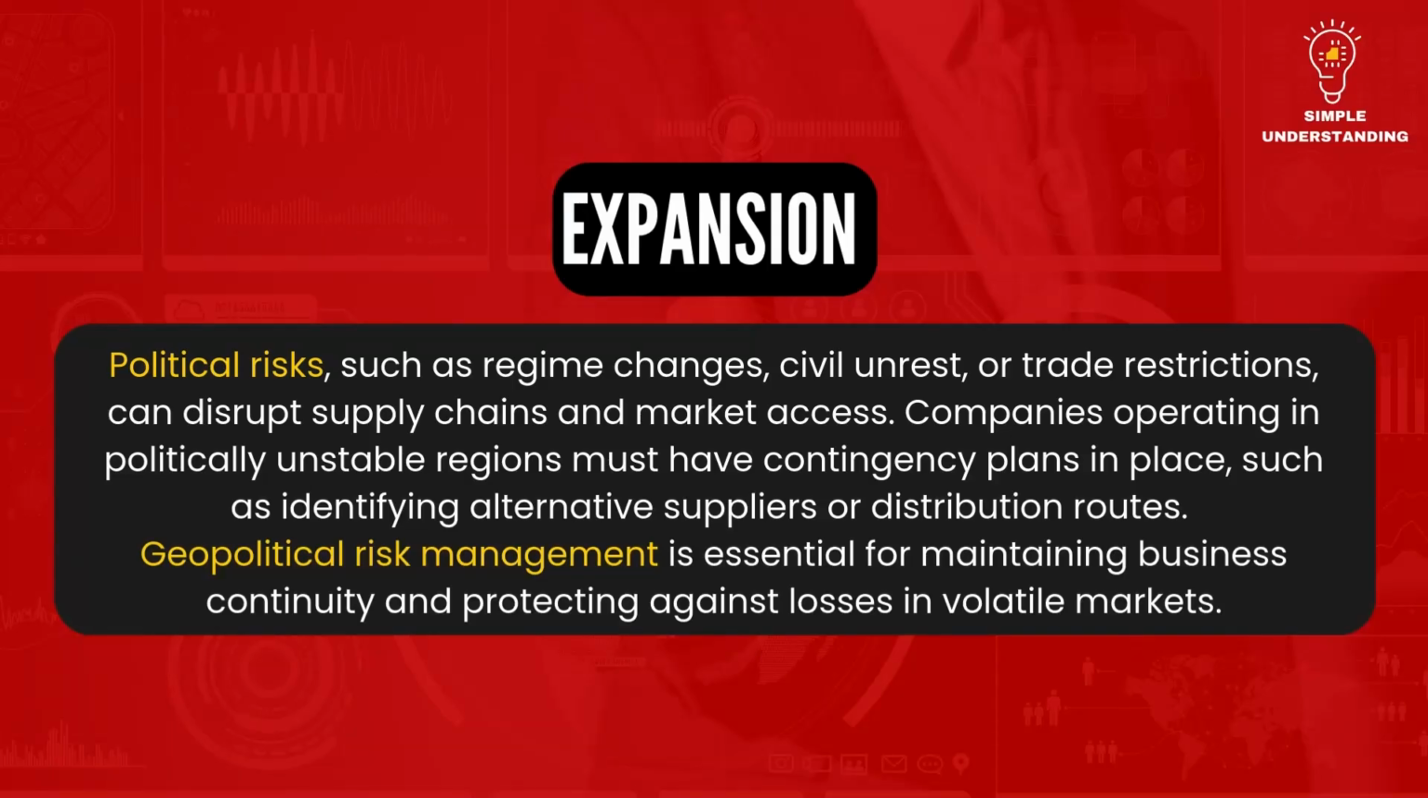Expansion. Political risks, such as regime changes, civil unrest, or trade restrictions, can disrupt supply chains and market access. Companies operating in politically unstable regions must have contingency plans in place, such as identifying alternative suppliers or distribution routes. Geopolitical risk management is essential for maintaining business continuity and protecting against losses in volatile markets.